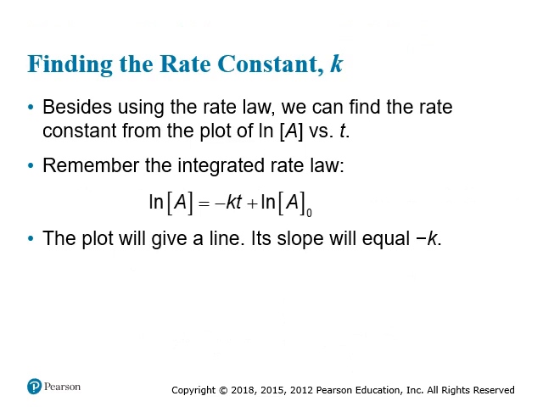Now we can use that plot in order to determine the value of our rate constant. Once again, if we consider y = mx + b type behavior, then if we plot that line, the slope of the line will be negative k.